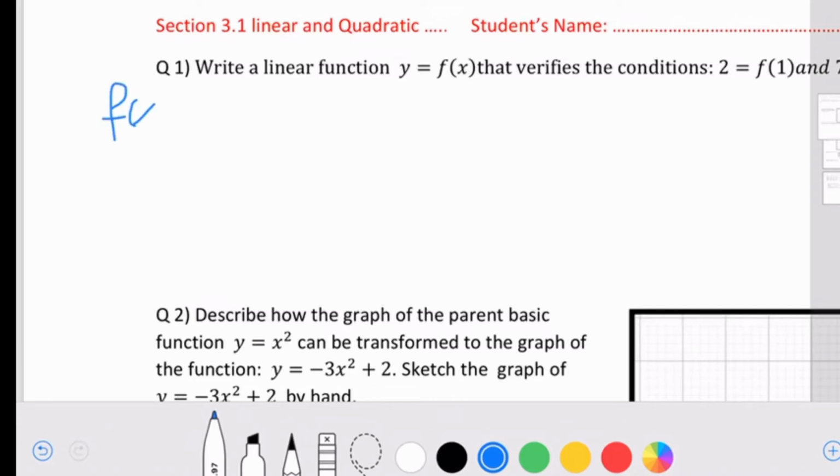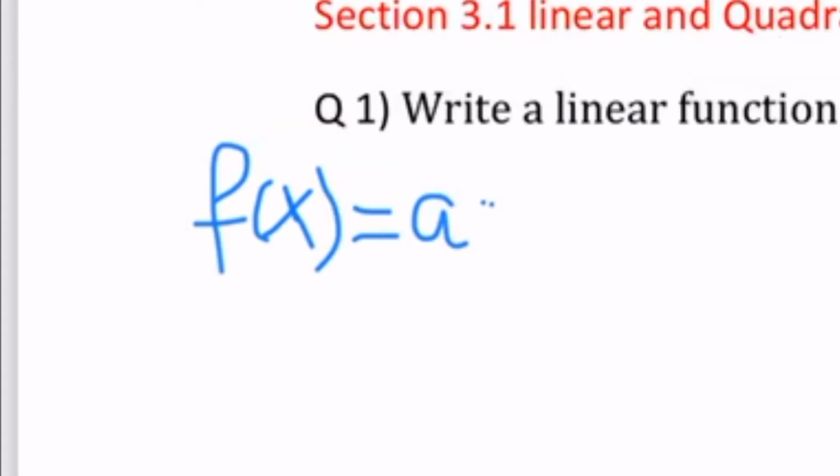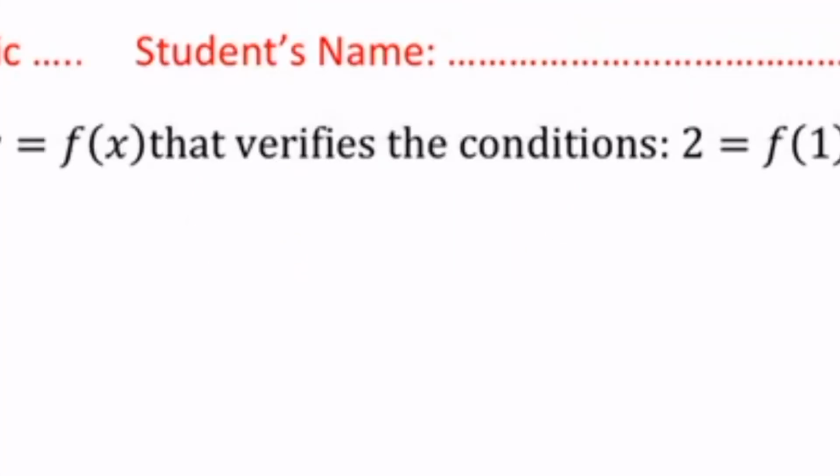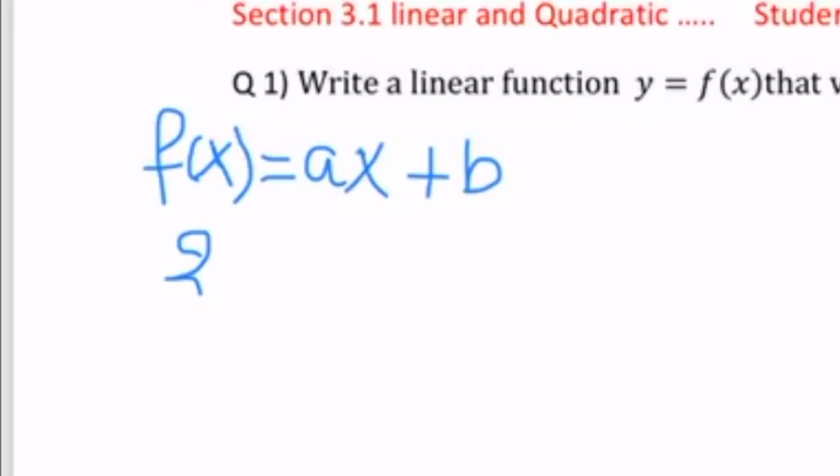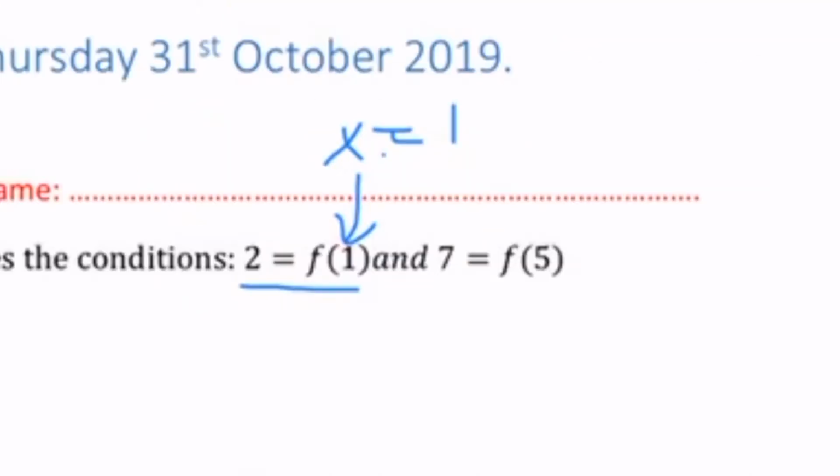Write f of x in the form ax plus b. Then use the information given, 2 equals f of 1, and substitute in the function. So 2 for f of 1 and 1 for x. The value of x is 1, as you can see. So you get a times 1, which is a plus b. That's the first equation.